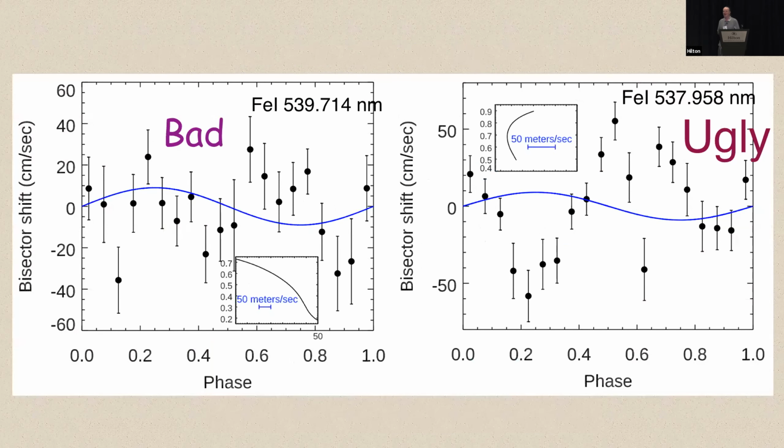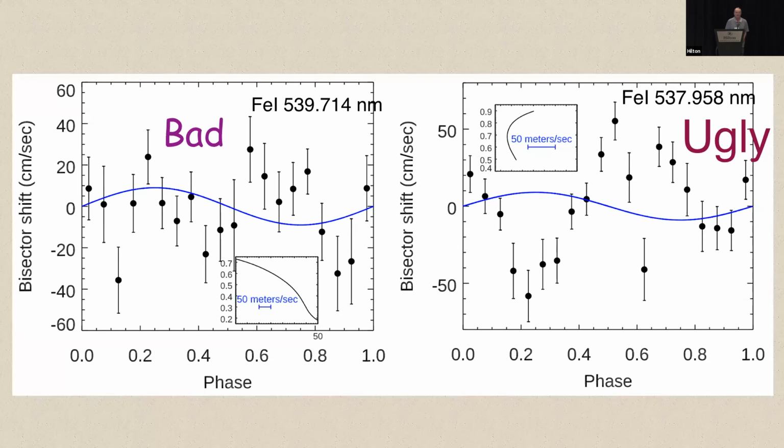Okay, but here's the bad and the ugly. So the bad line is a neutral iron line at 539.7 nanometers. And you can't recover the signal because the noise is very great. And the bisector doesn't have a C shape, it's just a slant.